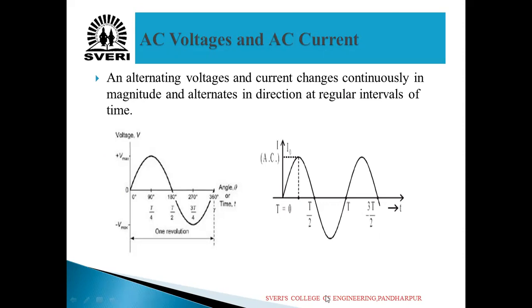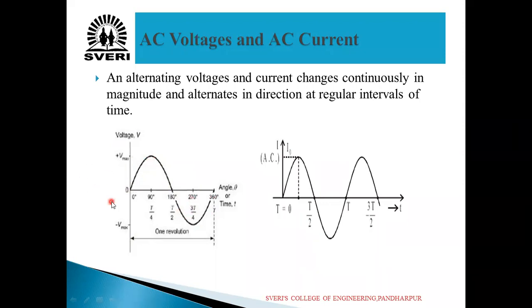I will take the annotate, the spotlight, then you will understand. This is the peak value that we consider, and the magnitude is the maximum value. Suppose 230 volts is there, then 230 is indicated here. That is the peak value and also the magnitude. So one positive half cycle and one negative half cycle together are called one complete cycle.